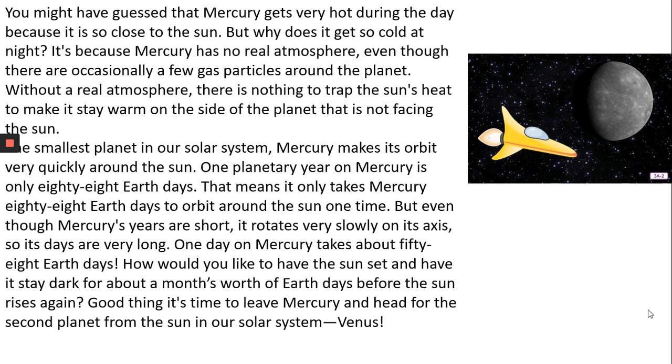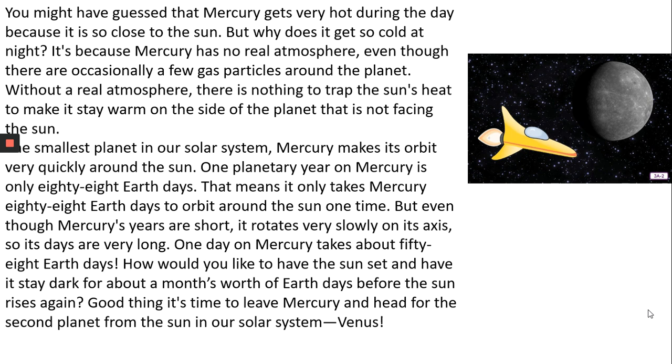But why does it get so cold at night? It's because Mercury has no real atmosphere, even though there are occasionally a few gas particles around the planet. Without a real atmosphere, there's nothing to trap the sun's heat to make it stay warm on the side of the planet that's not facing the sun. Smallest planet in our solar system.